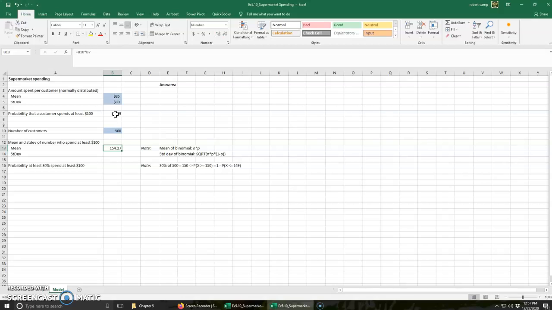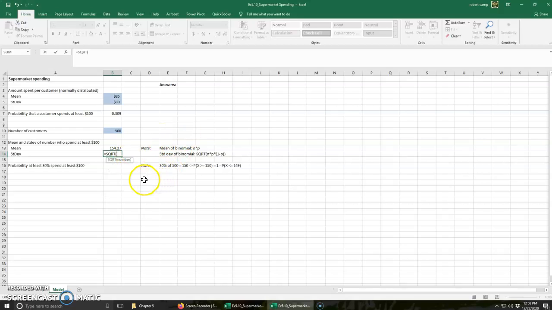So what is the standard deviation of this? Well, it's going to be the square root of the number that we have, multiplied by the probability that it's going to happen, and then multiplied by 1 minus the probability that it's going to happen. And so what we end up with is equals square root.